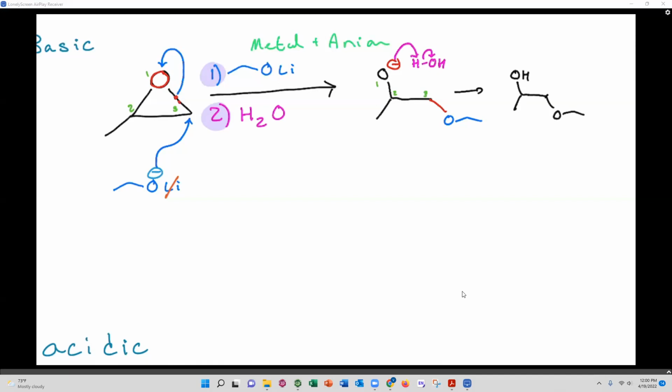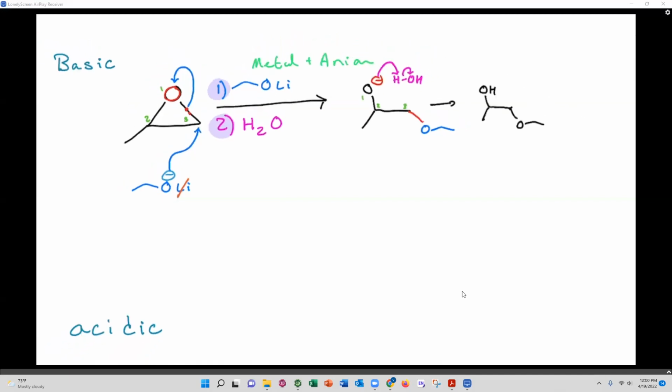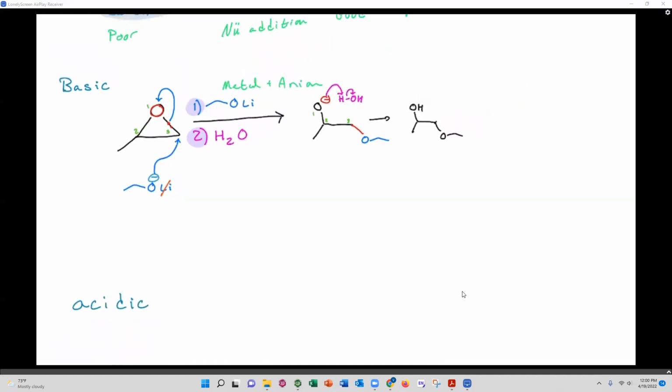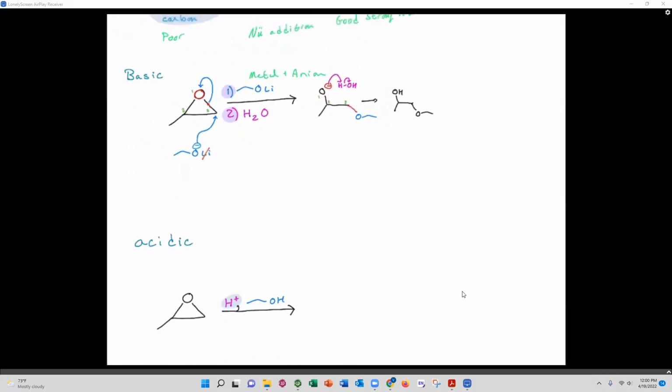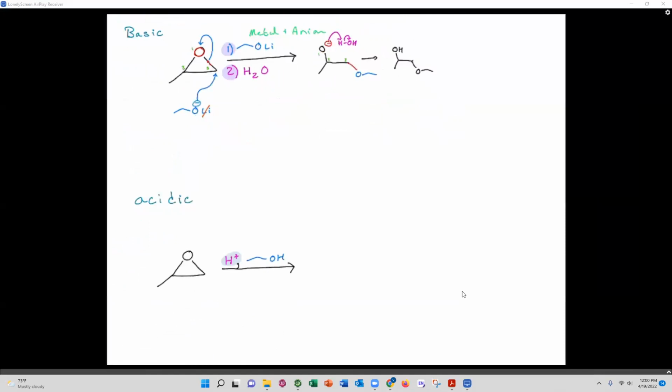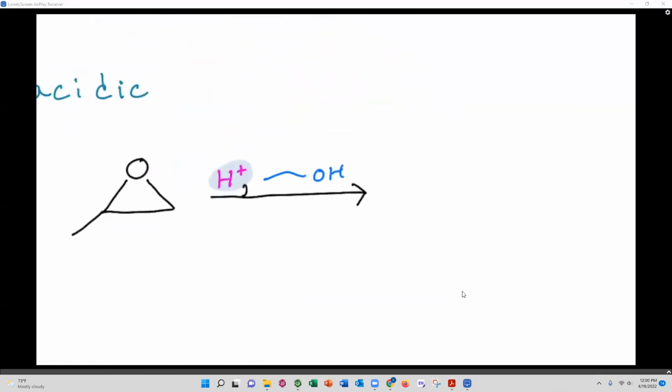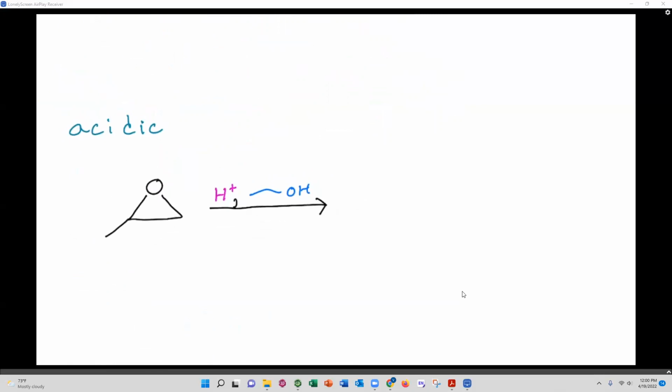Now, again, acidic conditions are different. Basic conditions, we're going to attack the least substituted. Under acidic conditions, it's a little bit different. Now, we're going to treat the oxygen in the epoxide the exact same way we did the oxygen in the alcohol, the oxygen in the ethers. Anytime I have a strong acid, if I give you H+, what we're going to do is protonation first.